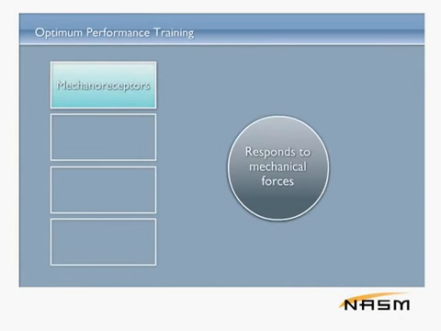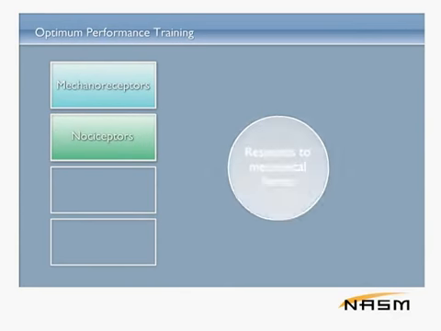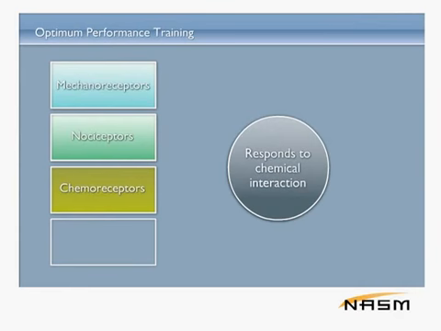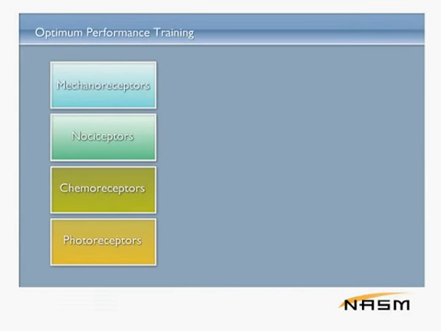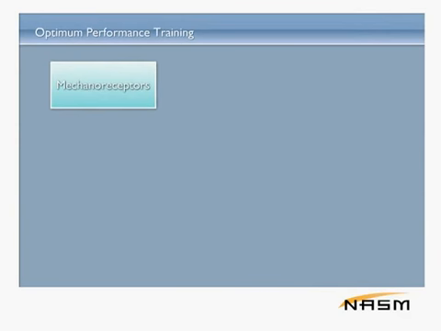Mechanoreceptors, which respond to mechanical forces, such as touch and pressure. Nociceptors, which respond to pain. Chemoreceptors, which respond to chemical interaction, such as smell and taste. And photoreceptors respond to light or vision. For relevance to this course, we'll focus our attention on the mechanoreceptors.